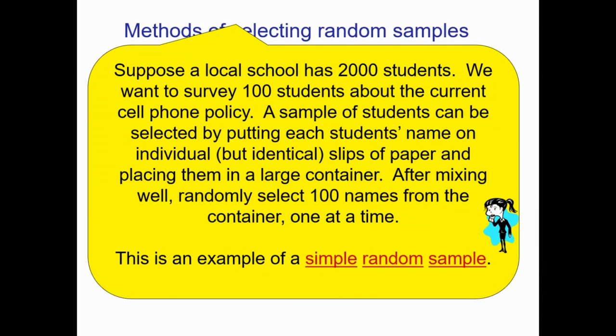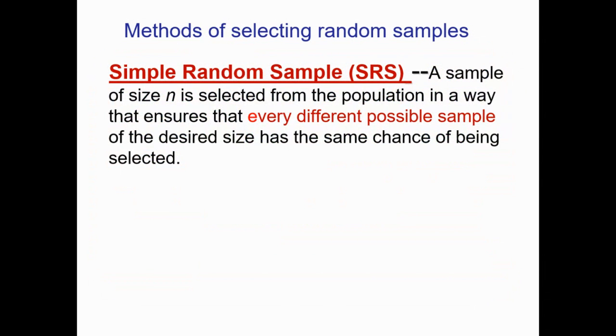But anyways, this is what we call a simple random sample. So a simple random sample takes a sample of size n. In our case, in that example we just talked about, the sample is size 100. We picked 100 from the population in a way that ensures every different possible sample of the desired size has the same chance of being selected. So the probability that you select all 100 seniors would be the exact same as if you selected 25 from each grade.